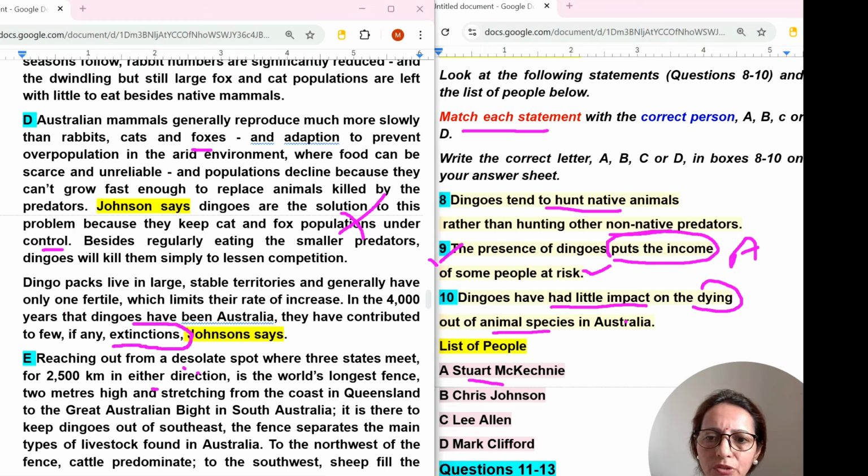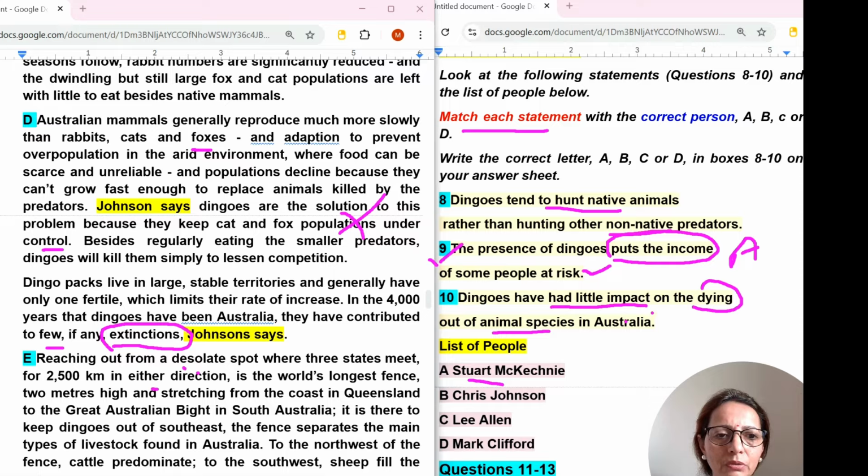So let's read what these lines say about Johnson. The word extinction is there. Extinction means the finishing or dying out of animals. Dingo packs live in large stable territory, generally have one fertile female, which limits their rate of increase. In the 4,000 years that dingoes have been in Australia, they have contributed to few, if any, extinctions. Yes, extinction here means dying out. Dingoes have had little impact on the dying out of animal species in Australia. So that is correct actually.